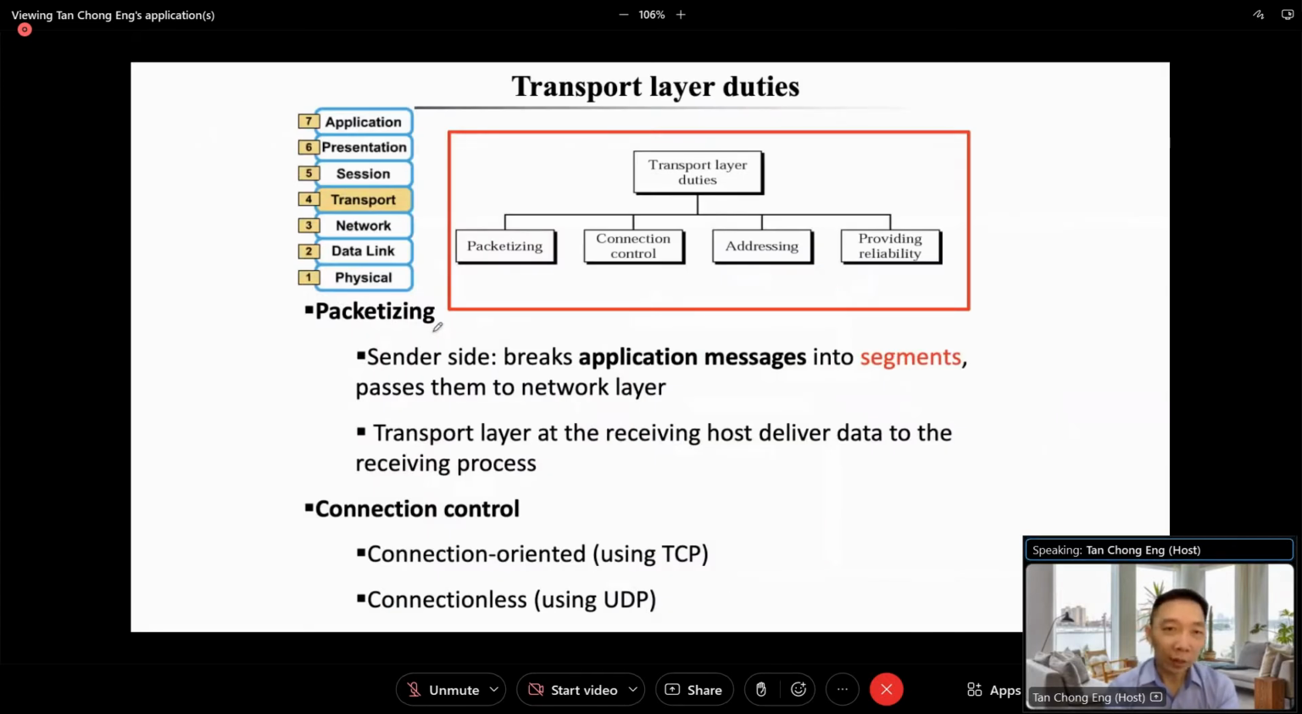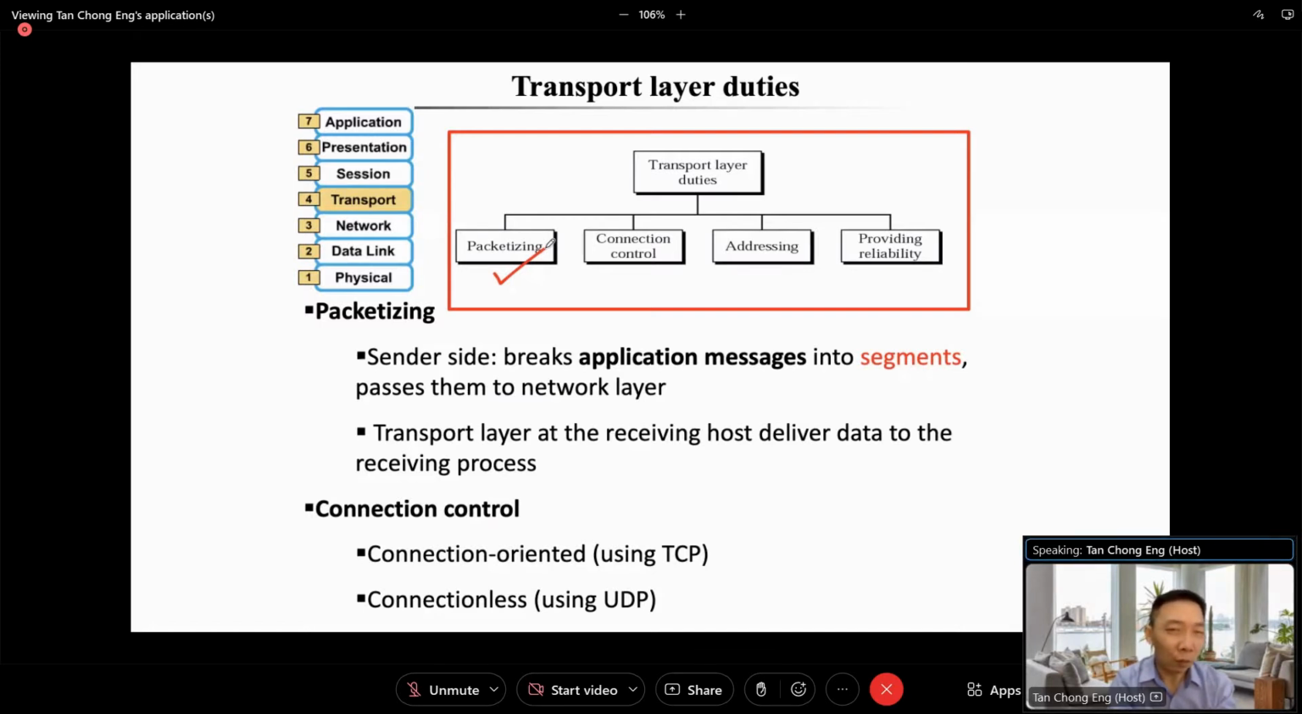Okay. So when you look at the responsibility of the transport layer here, it actually does multiple things. A lot of things have been happening. For example, packetizing. They put your program data into different packets, which we call segments. So they break your user data into different segments, all happening from this layer already.